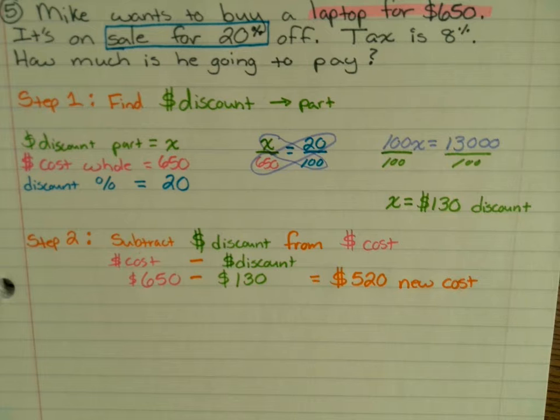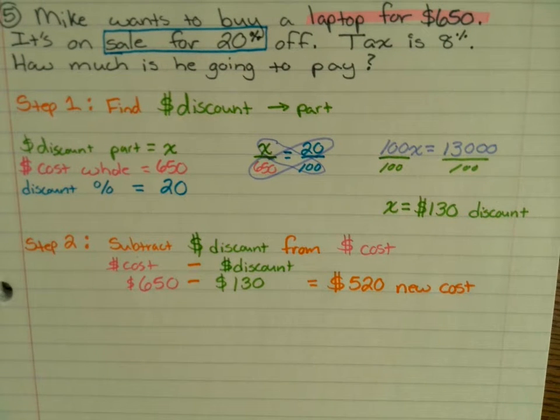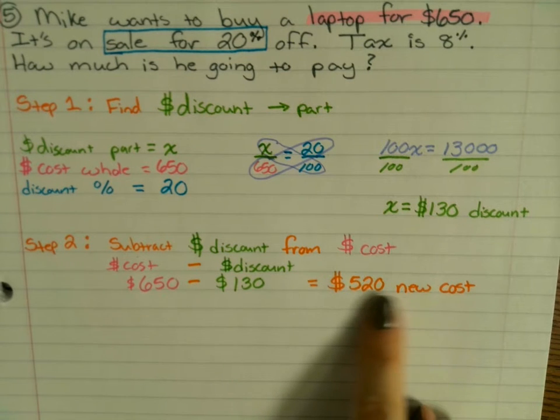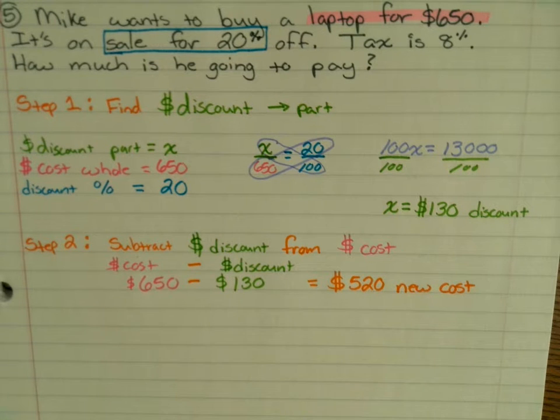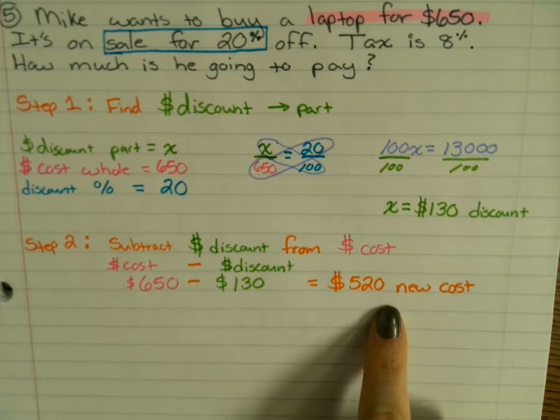Am I done? Did I answer the question? No? Okay, what did I forget to do? Angel? The tax. I forgot about tax. I just found out what the store is saying that the price is going to be, but I still have to pay taxes on that price. So that's when I go to step 3.